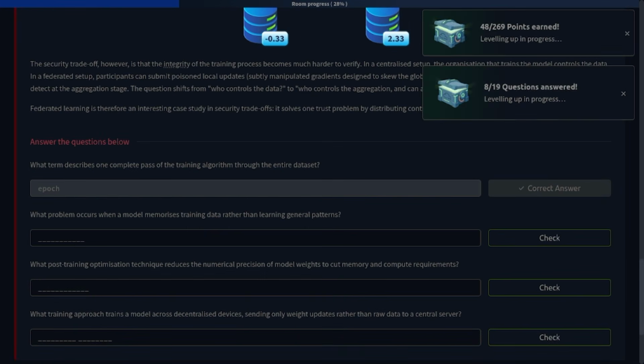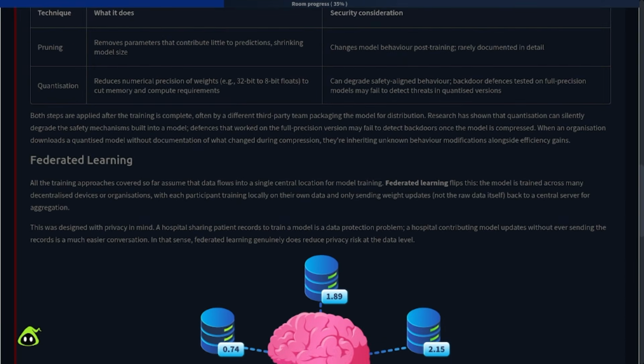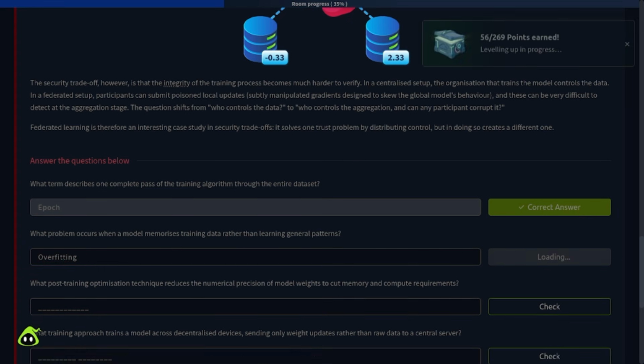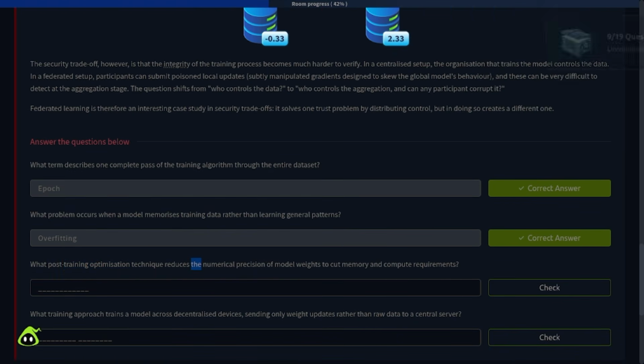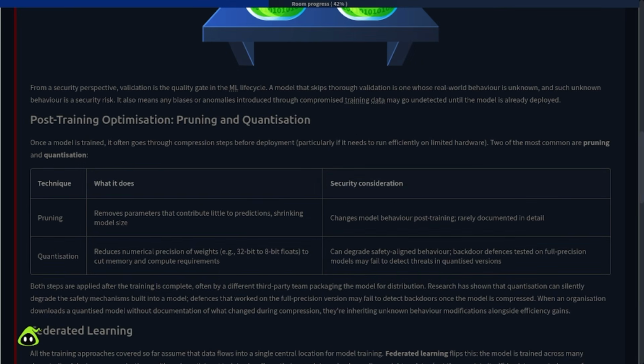And what problem occurs when a model memorizes training data rather than learning general patterns? That was overfitting. It performs well on the training data. Which post-training optimization technique reduces the numerical precision of model weights? I guess that was quantization. We reduce the precision of the weights.